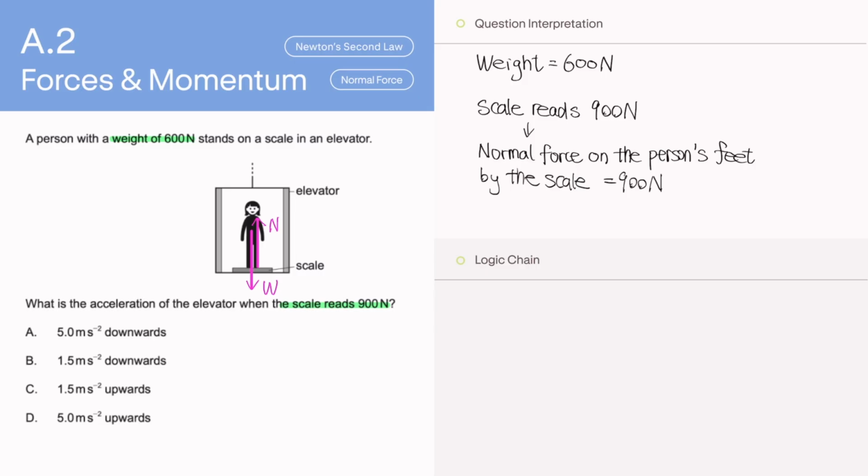Let's draw a free body diagram. The small dot represents the person. The upward normal force is 900 Newton, and the downward weight is 600 Newton.